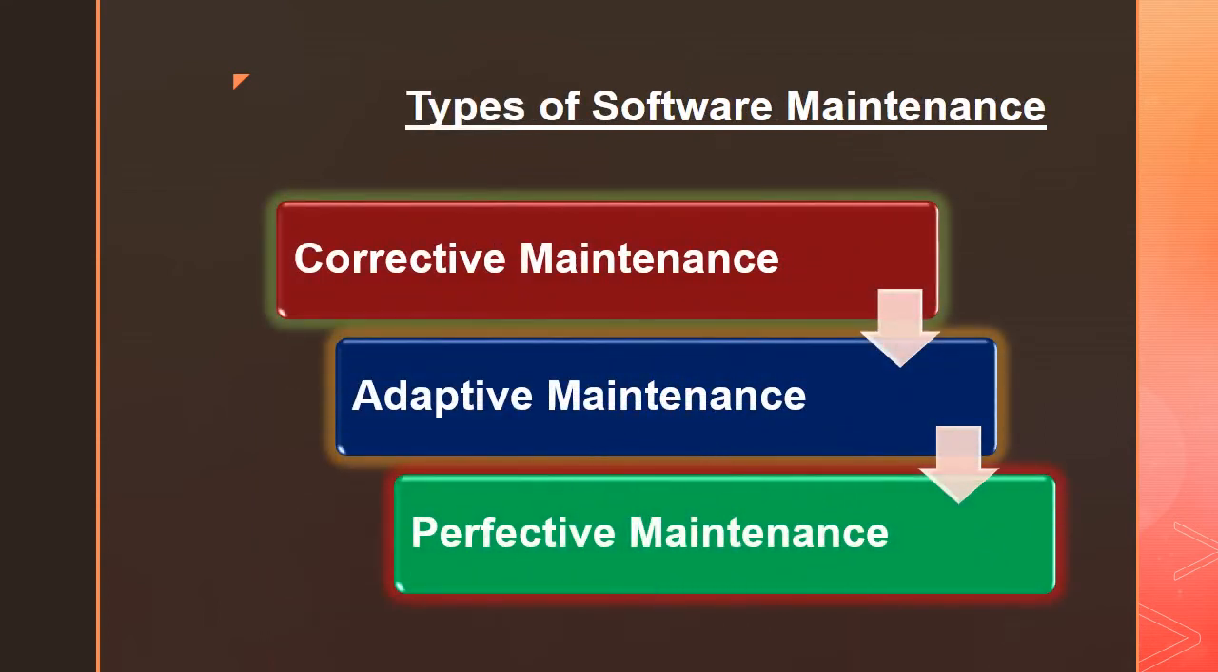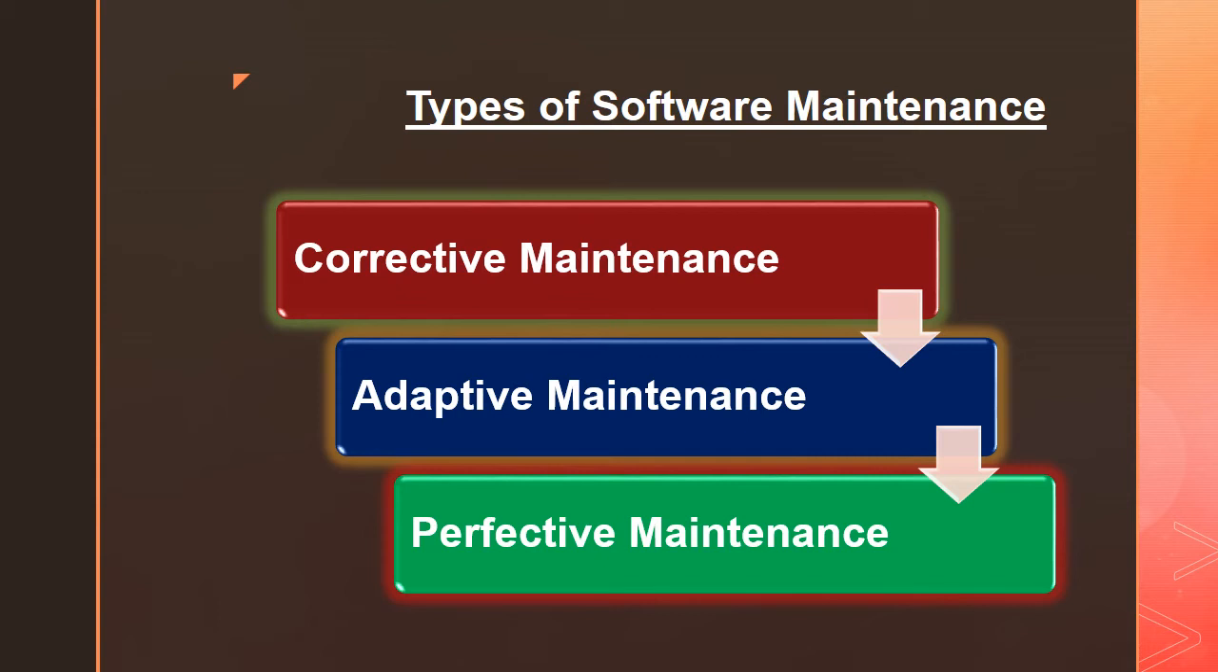Now there are basic three types of software maintenance. The first one is the corrective maintenance. Corrective maintenance means that whenever we find some remaining errors in the software product, and whenever some modifications are required or some defects need to be rectified. So in this corrective maintenance, all these defects or all these remaining errors of the software product are corrected and modified.